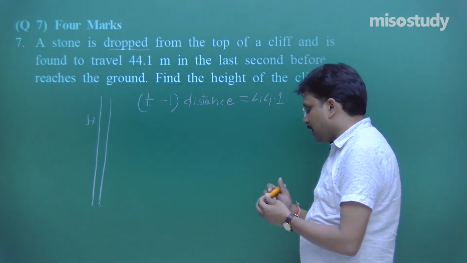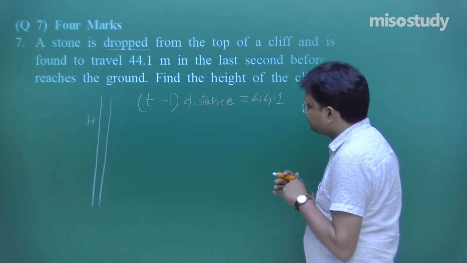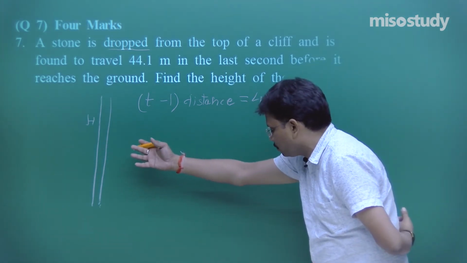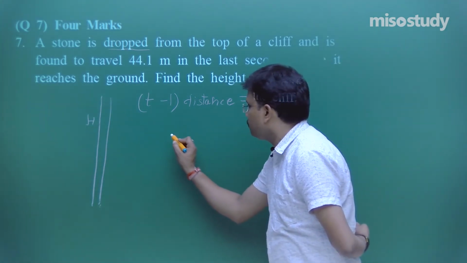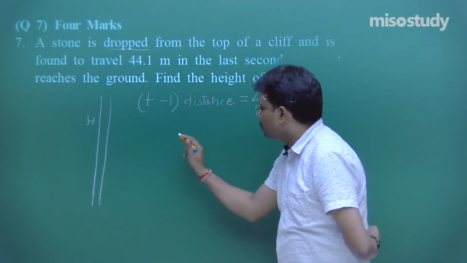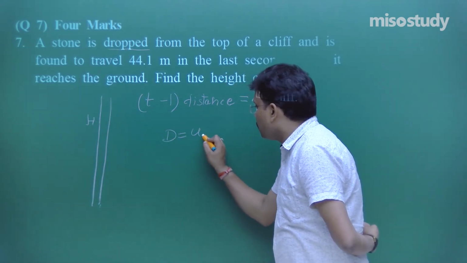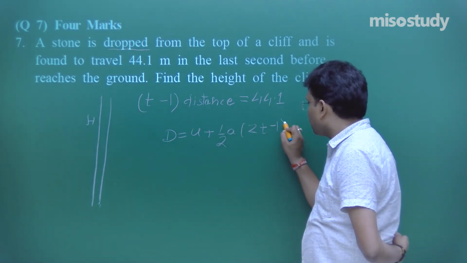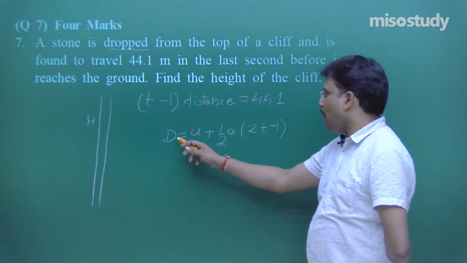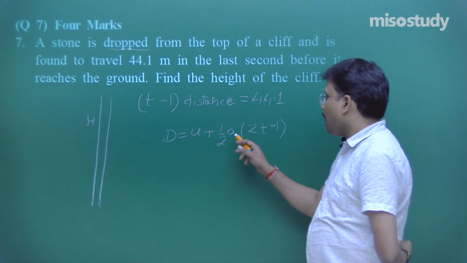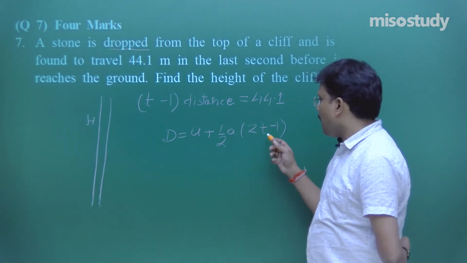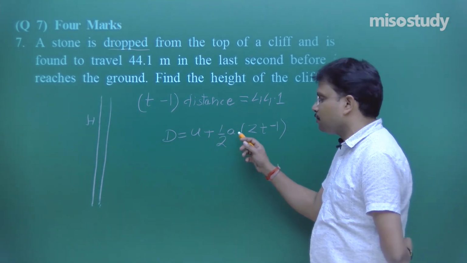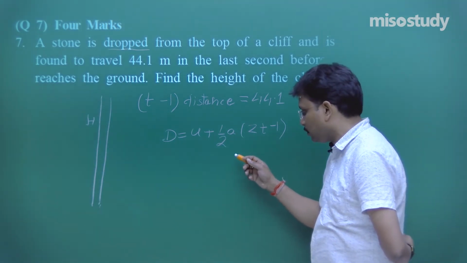So what you can say is that s_t, the distance in the t-th second, is equal to u plus half a into (2t minus 1). That is the relation we just learned. Now, how much is this distance? It is given, u is 0, half a is nothing but g, and then (2t minus 1). So t equal to 1 will give you the distance. Velocity you can find out, and then the total height you can find out.